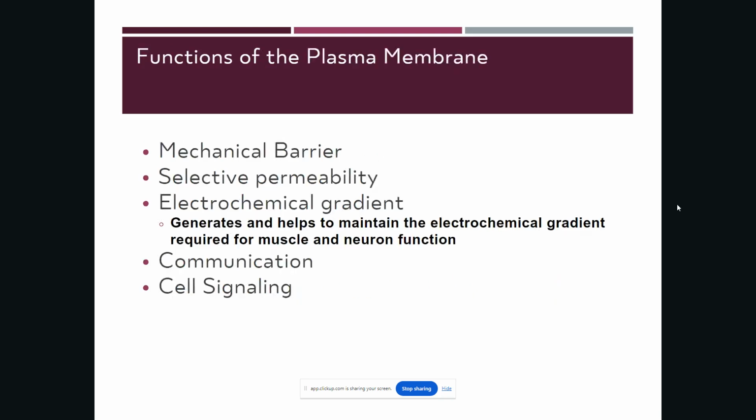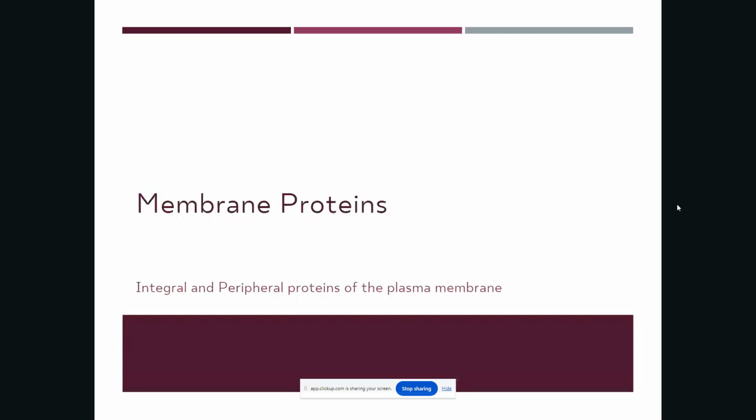But now that we've talked about the basic structure for the plasma membrane, let's talk more about its function. We know it's a mechanical barrier, but it's also selectively permeable. That means that not everything gets through. It might also depend on the electrochemical gradient, or kind of the charge of things across the membrane, on whether or not they get through. That's actually something we look at for muscle and neuron function. The plasma membrane also helps with communication and cell signaling.